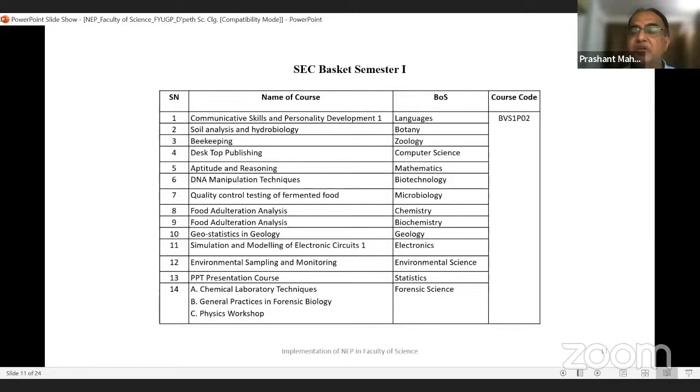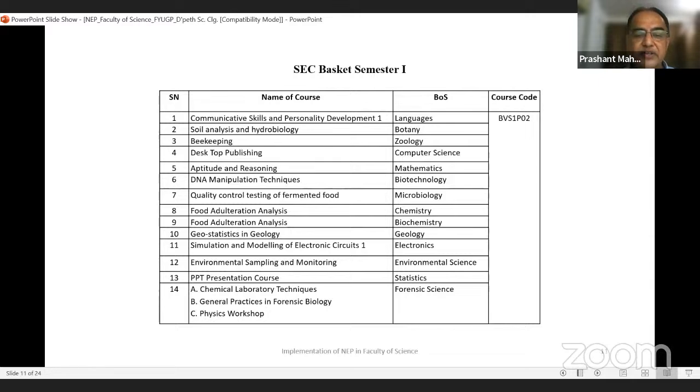Similarly, DNA manipulation and manipulation technique. See what a beautiful course it is. Food adulteration analysis. If you see all this, you will find simulation and modeling of electronic circuits. Even the simulation and modeling is being taken care of here, which normally the engineering students do. Environmental sampling and monitoring. At graduate level, I'm talking about, don't get offended. PPT presentation, course statistics.